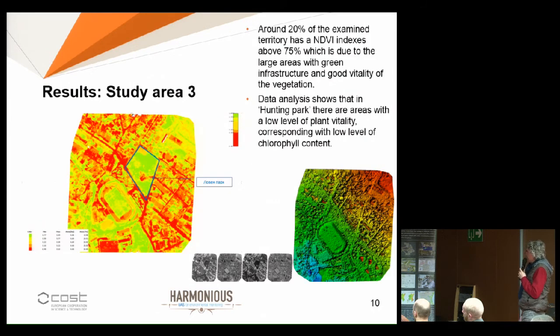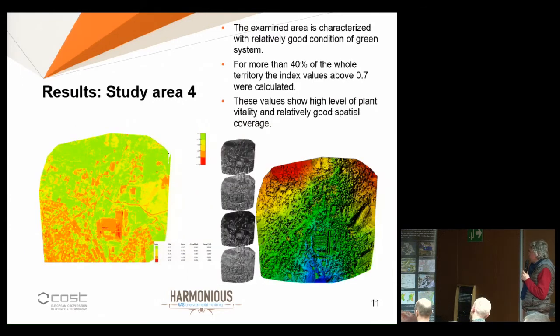The study area, again, you can see this is a park. It's expected that there are big zones with high NDVI indices, but data analysis also shows that there are some spots with bad vegetation, which is shown on the picture.